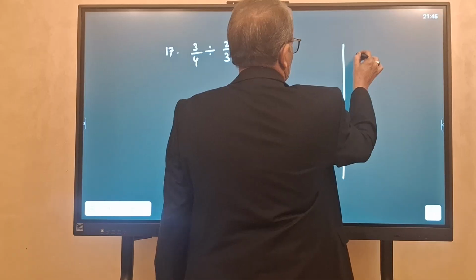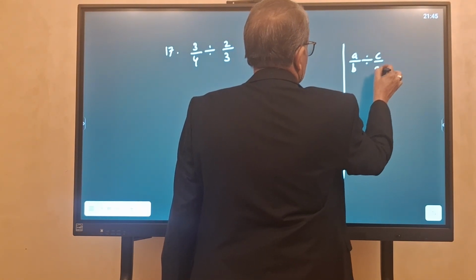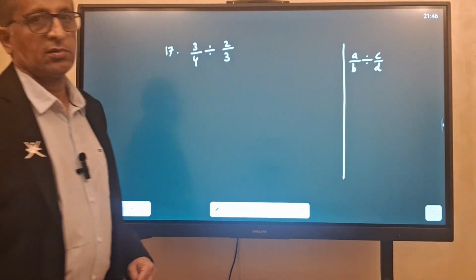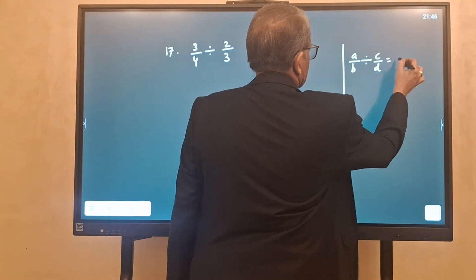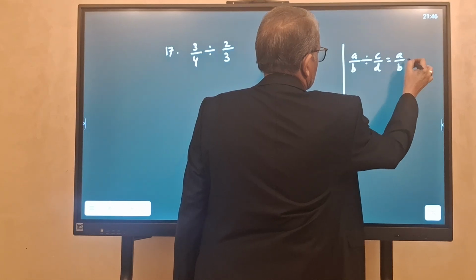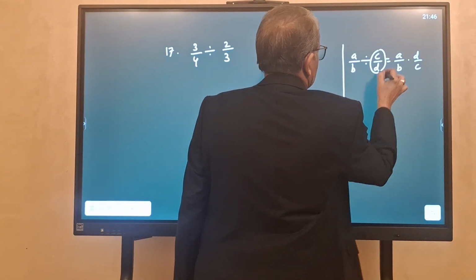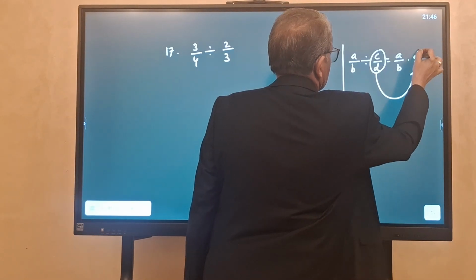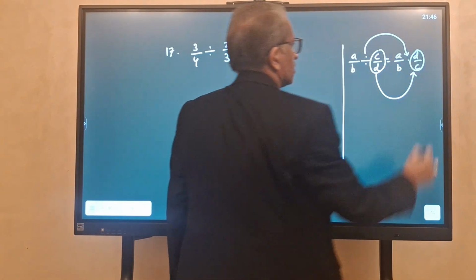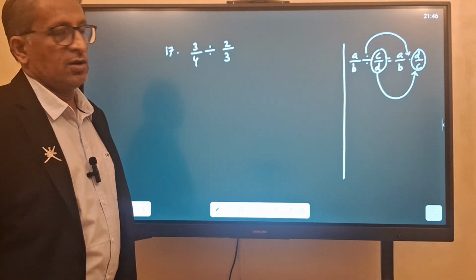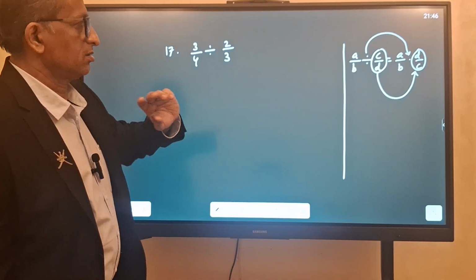Again, the formula: A by B division C by D. How do we divide two fractions? The answer is A by B dot D by C. So C by D becomes D by C and then division becomes multiplication. This is the rule, whereas A by B, the first fraction, does not change.